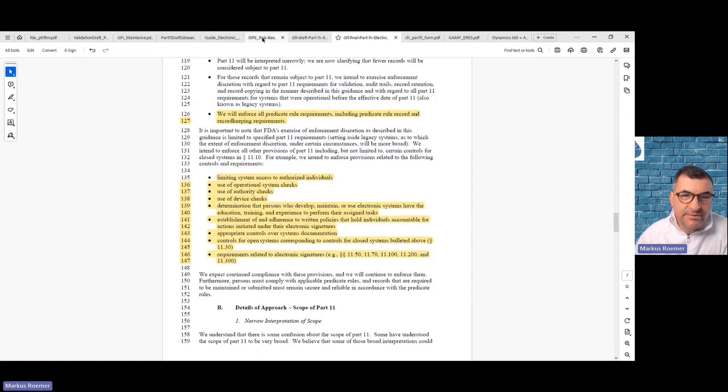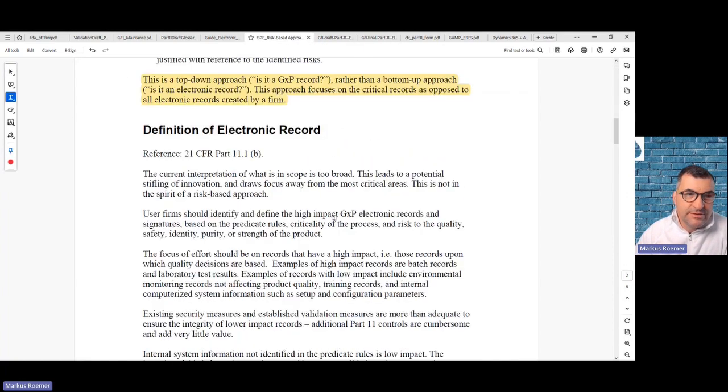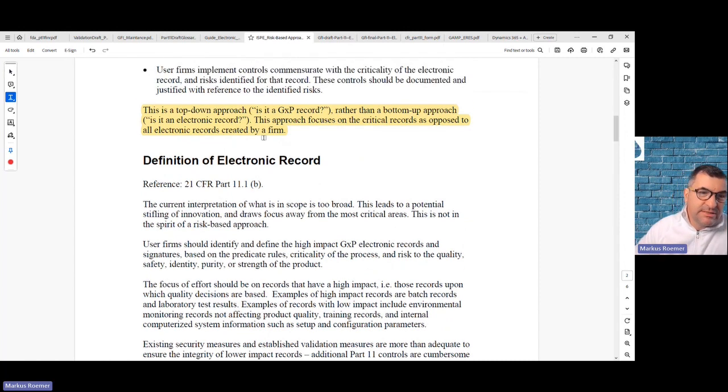In the ISPE document, for example, if you scroll down, they announced we would like to do a top-down approach. So is it a GXP record, yes or no? Then rather than a bottom-up approach to say anything of an electronic record must fulfill Part 11 and must have an electronic signature, and hybrid records are not anymore allowed. So that was the message, and also to say what are critical records.